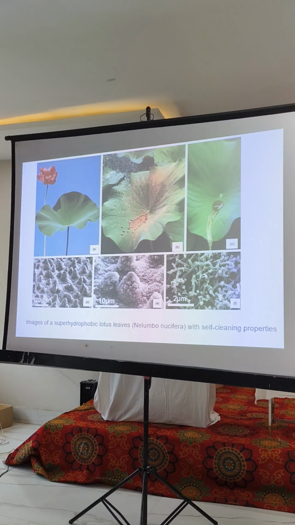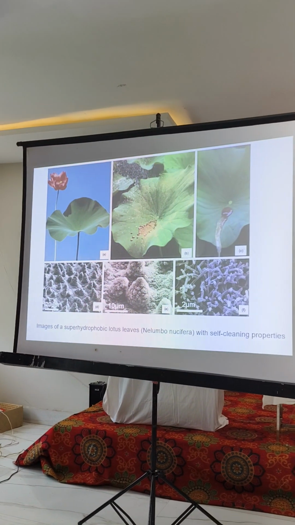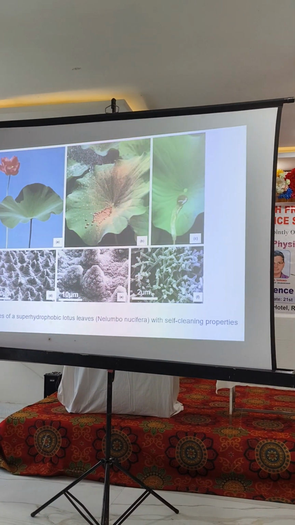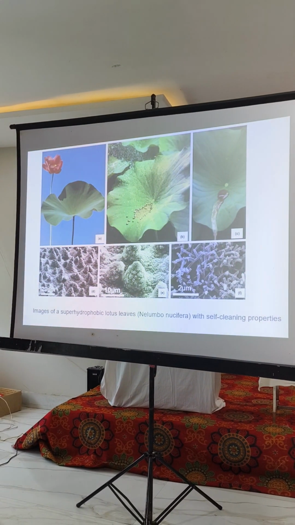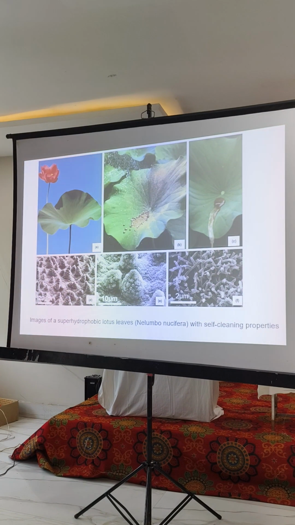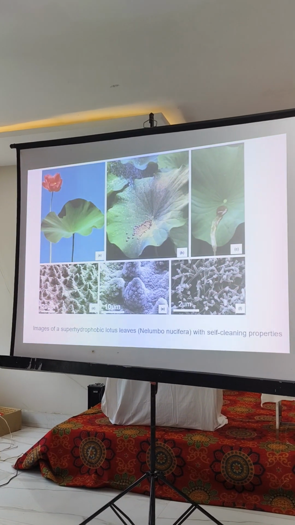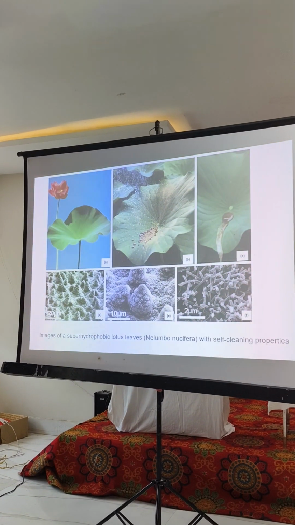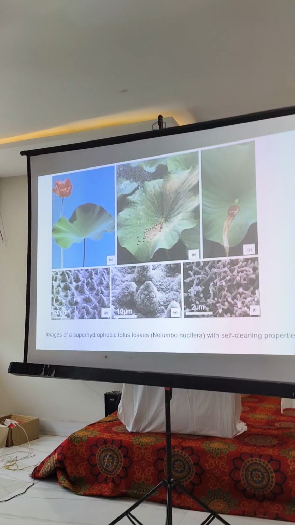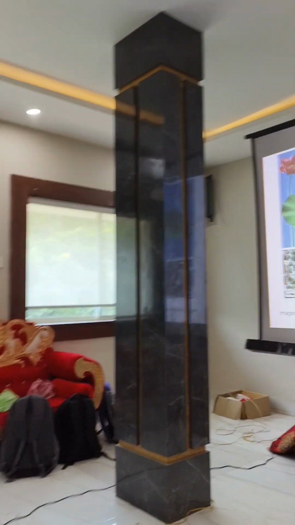And I'll show the microstructure of the surface. The lower part is the TEM image. See the TEM image, the surface of the leaf is arranged in such a way that the water particle cannot stay. It will go away. It won't absorb. Because the surface is like this, it is not smooth, it is not flat. If it were, the water could absorb. So that is why the water goes out.